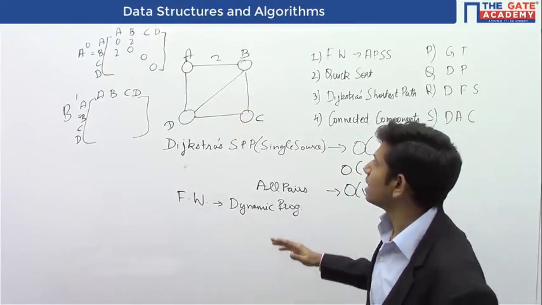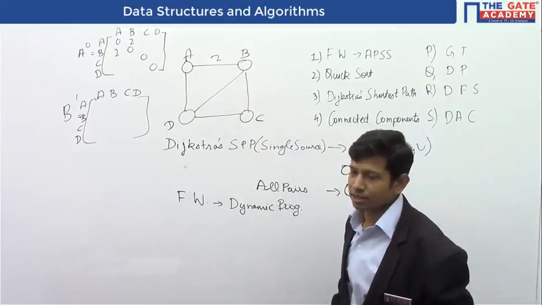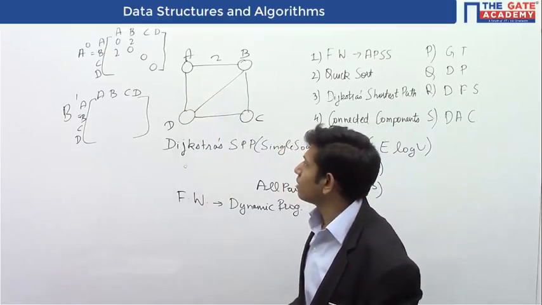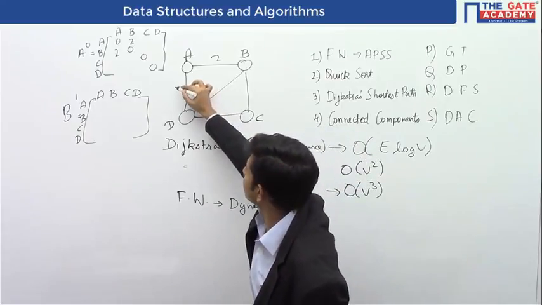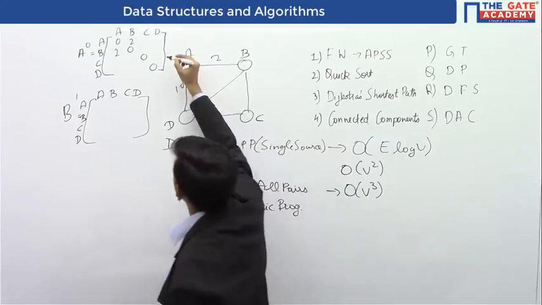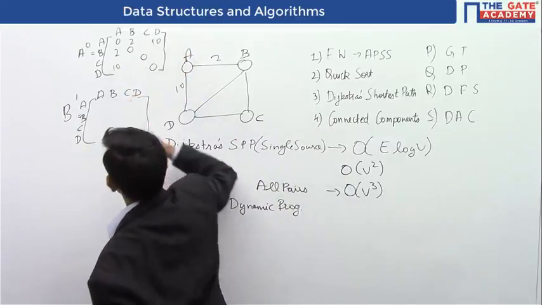Now what we will see is via vertex B. For example, if we have to go from A to D, suppose the cost was 10. So what we would have obtained over here was 10. 10 here and 10 here.